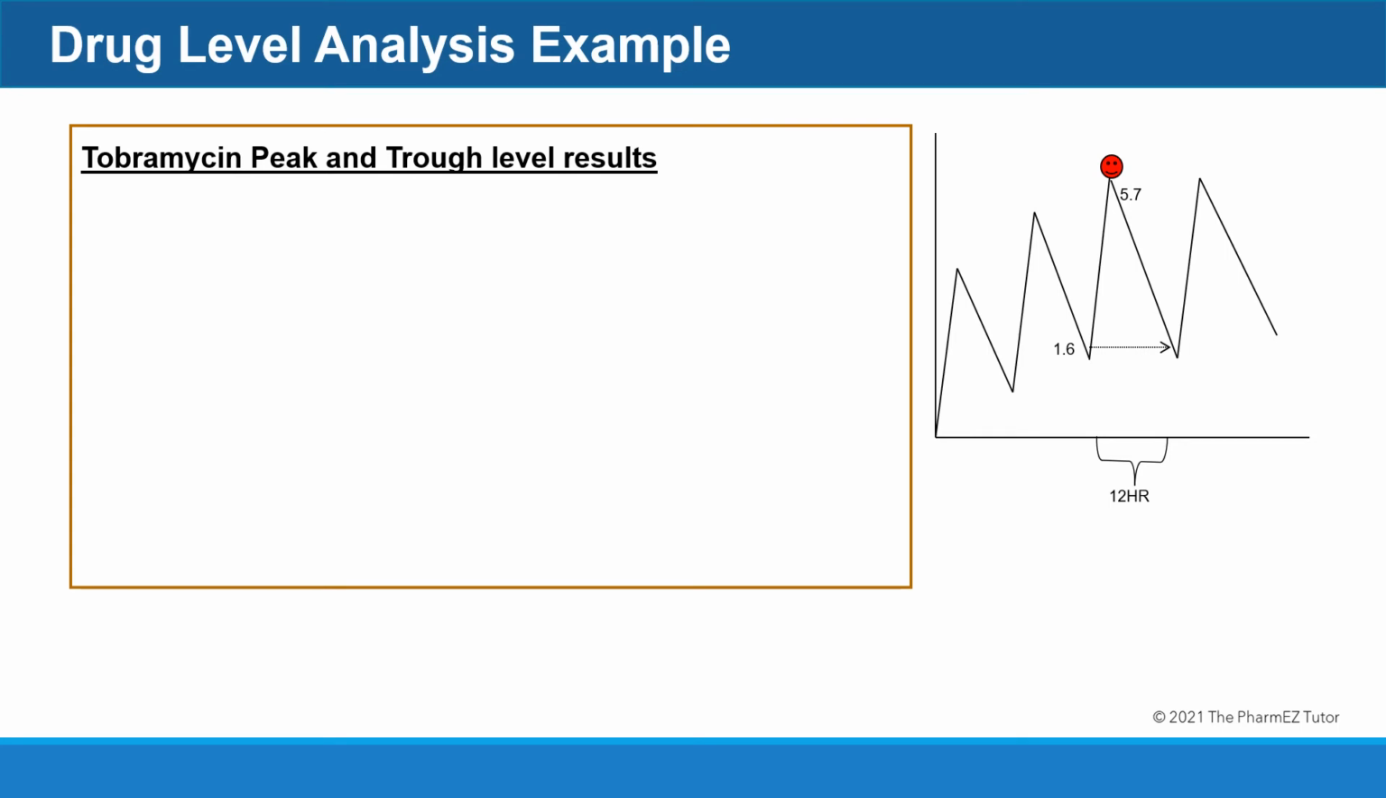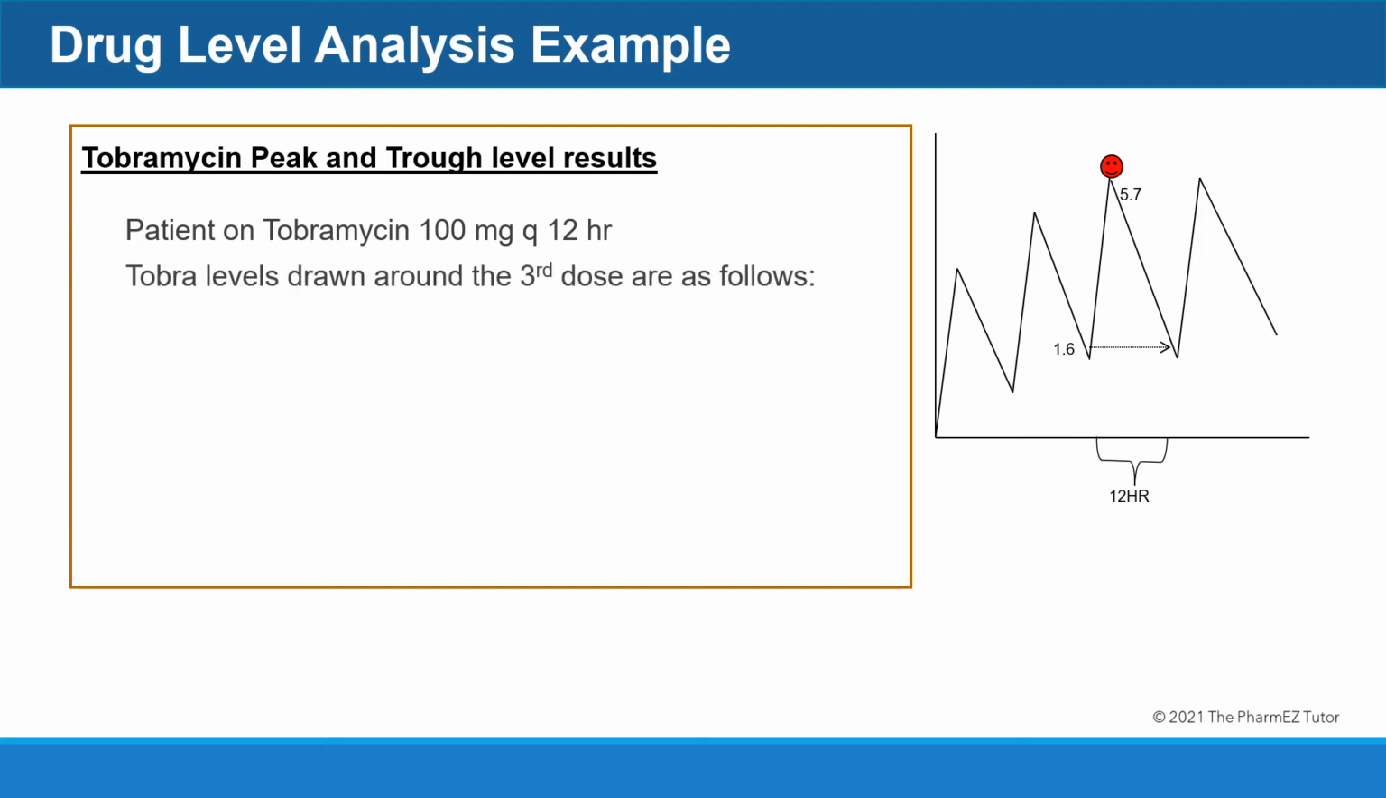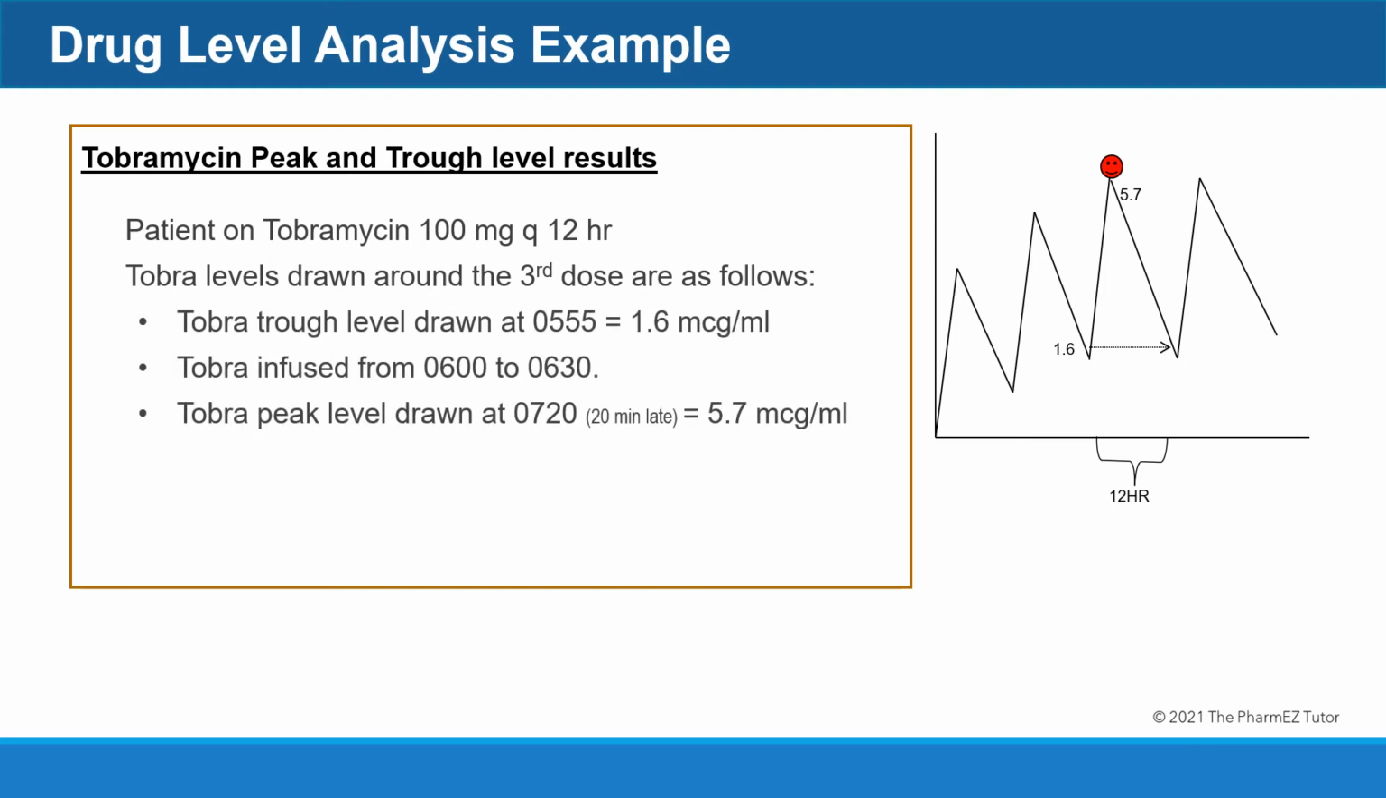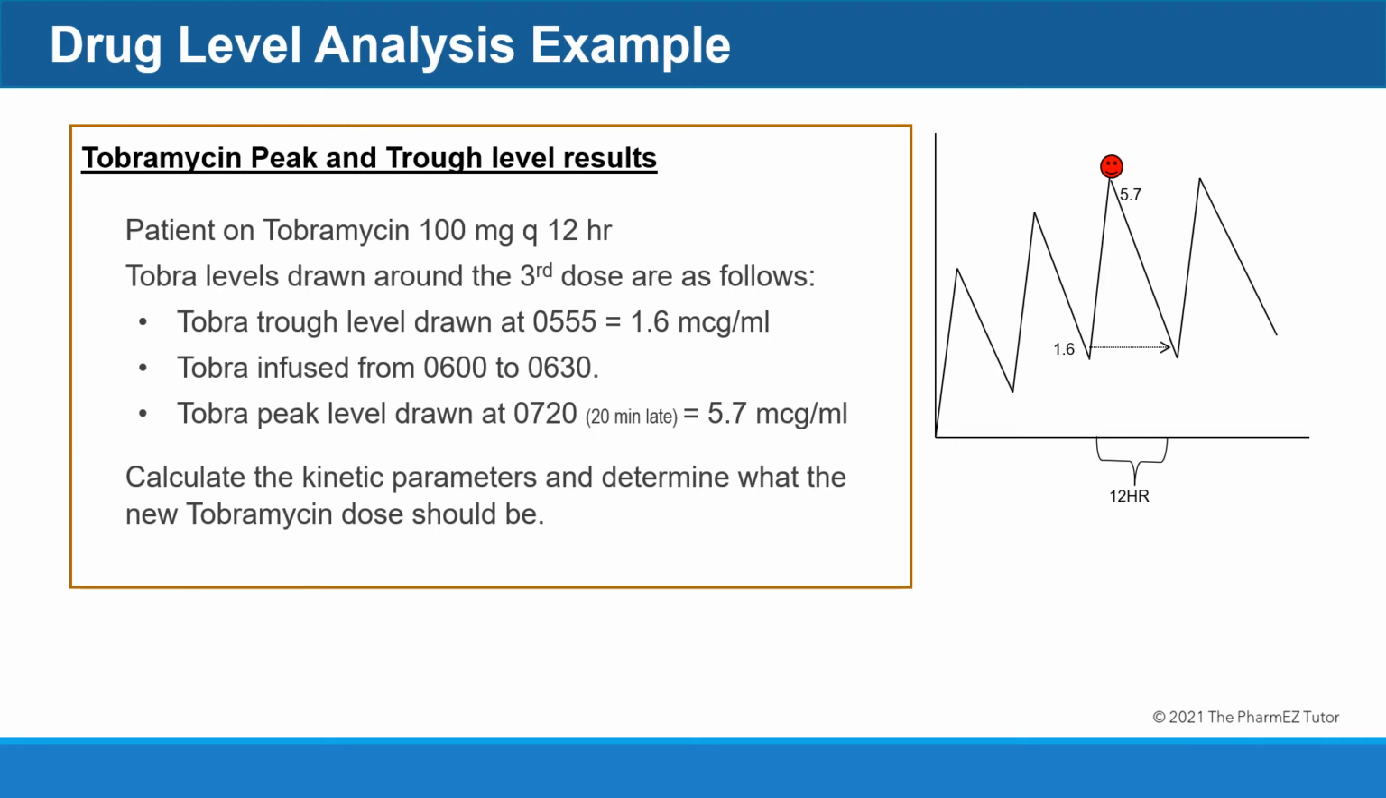Here are the tobramycin peak and trough level results. The patient is on tobramycin 100 milligrams every 12 hours. Tobramycin levels drawn around the third dose are as follows. The tobramycin trough level drawn at 0555 is equal to 1.6 micrograms per mL. Tobramycin is infused from 0600 to 0630, and then a tobramycin peak level was drawn at 0720, which is 20 minutes late. That value was 5.7 micrograms per mL. Calculate the kinetic parameters and determine what the new tobramycin dose should be.